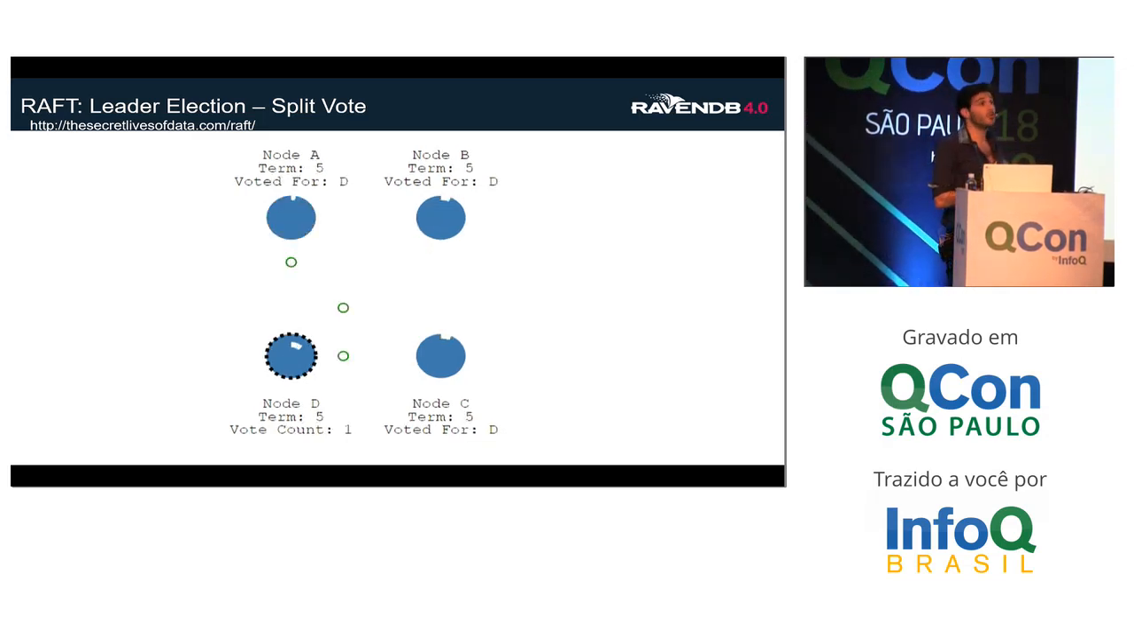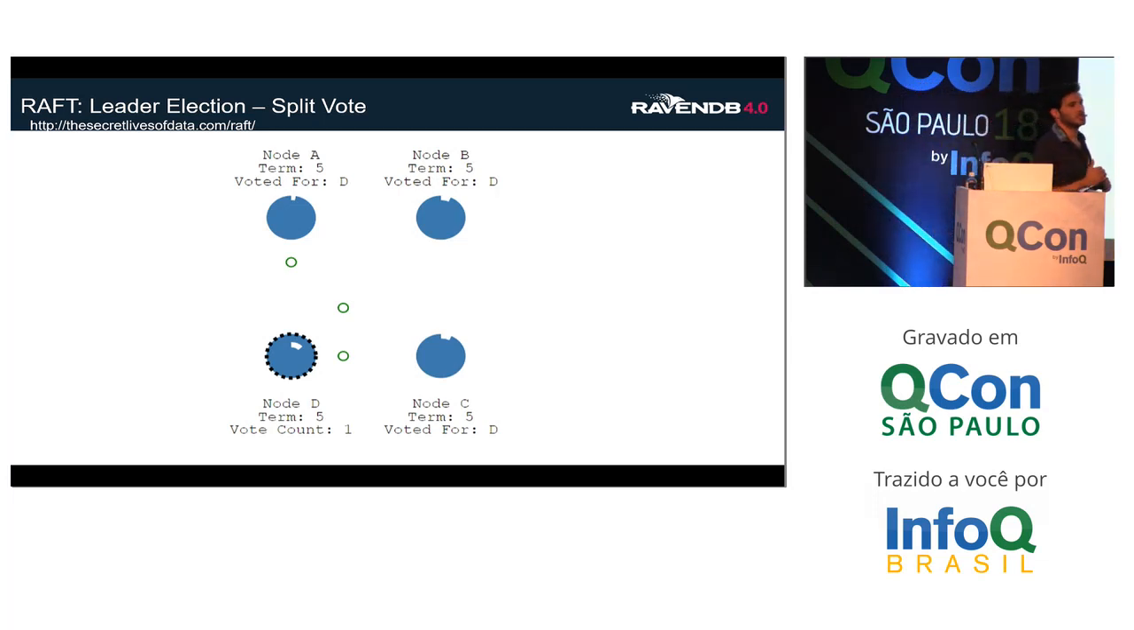They again will wait until the timeout runs. Here it's D. The D is the fastest one that runs out of time. And it will increase its term again and send again a vote message to say, now I'm term 5. I'm more updated than the state that I was. Please vote for me. And now we can vote.